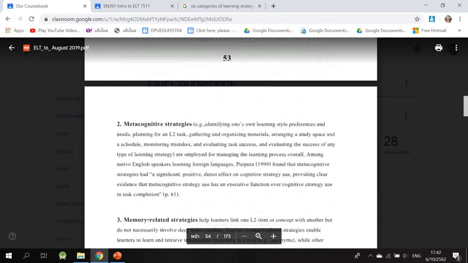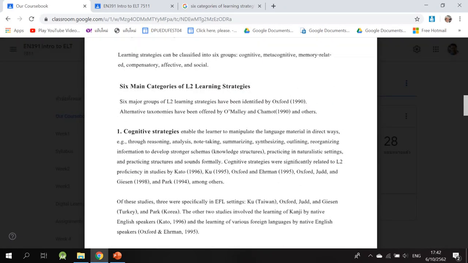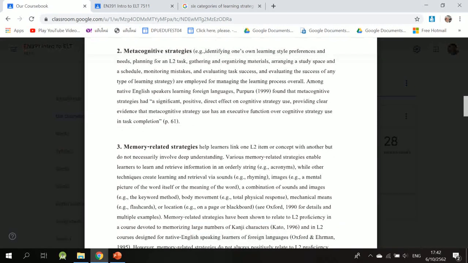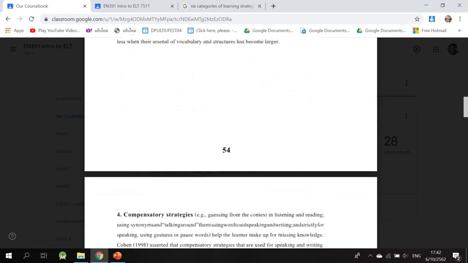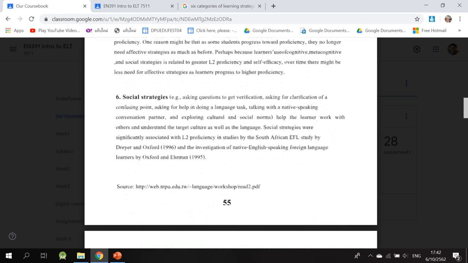So just to recap, when we talk about strategies, we talk about ways of learning foreign languages or learning anything actually. L2 learning strategies were proposed by Rebecca Oxford in 1990. The cognitive strategies, number one, metacognitive strategies, memory-related strategies, compensatory strategies, affective strategies, and social strategies.